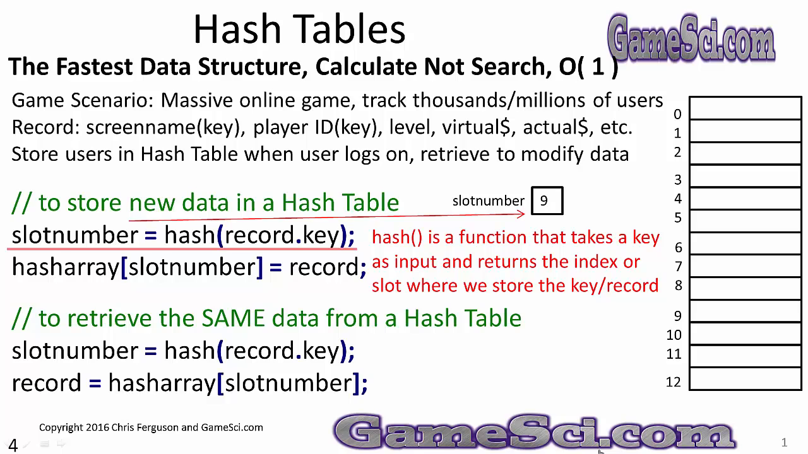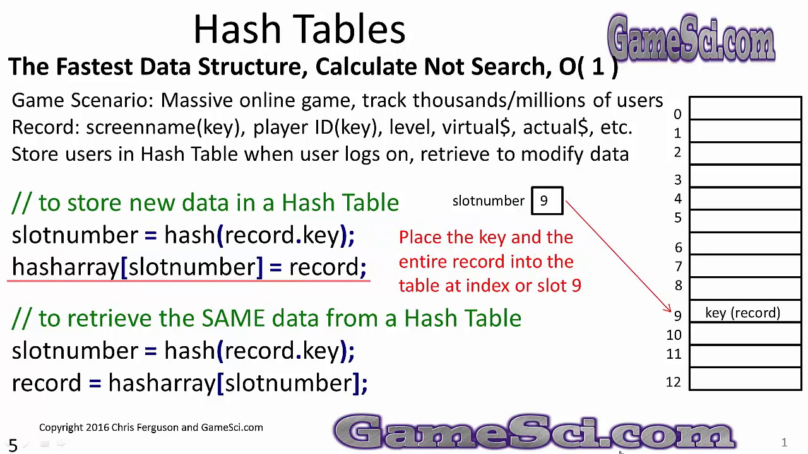Slot number equals hash of record.key. Hash is a function that takes a key as an input and returns the index or slot where we want to store that key record. What this is telling us is that position 9 of the hash table is where we want to store this record. Hash array of slot number equals record. We'll place the key and the entire record into the table at index or slot 9. That's it. It's really simple. A function will tell us where the data should go, and then we'll put the data in that position.